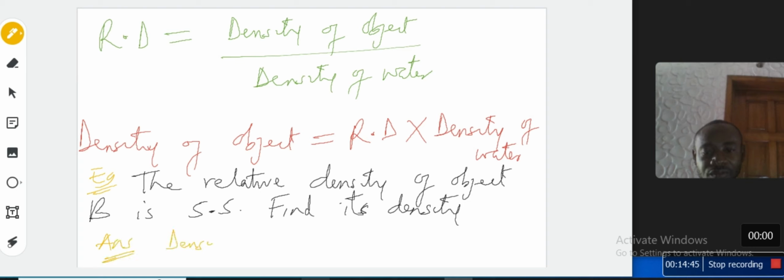Density will be RD times density of water, isn't it? What is its RD? 5.5, is it not? So we do 5.5 times 1, that will give us 5.5. This has to have a unit, gram per cm cube, or you can change it to kilogram per meter cube. What will it be? You multiply by 1000, isn't it? So that will be 5500 kilogram per meter cube. Isn't that easy enough?